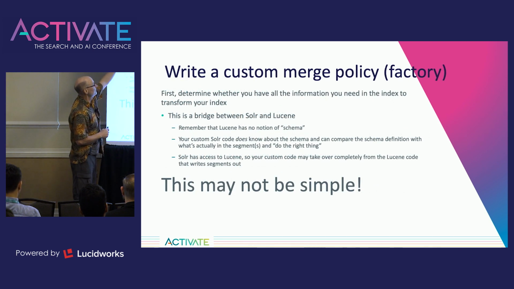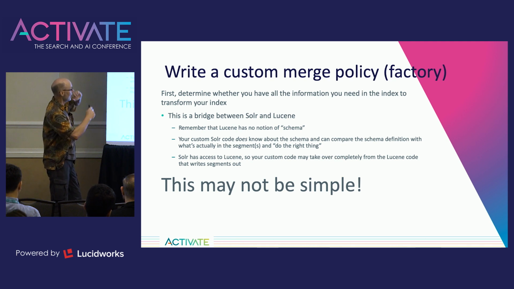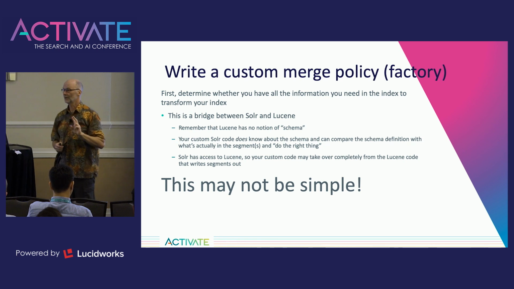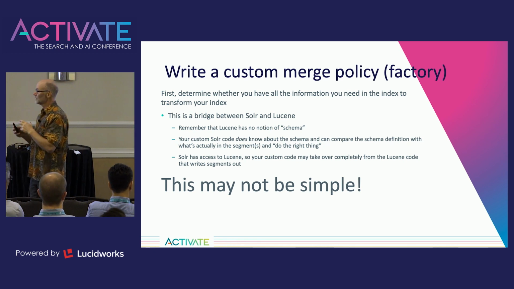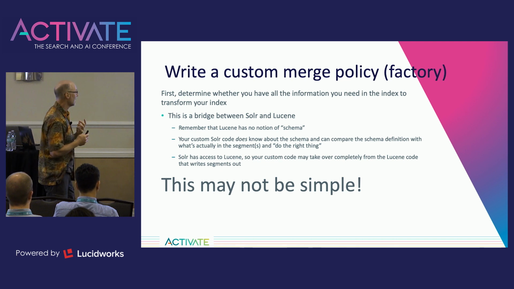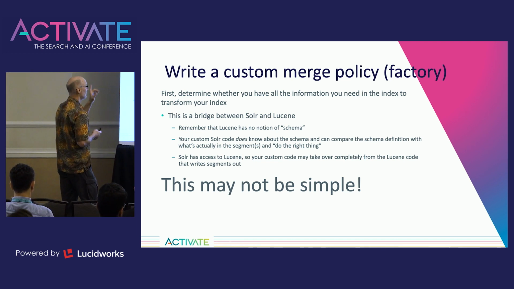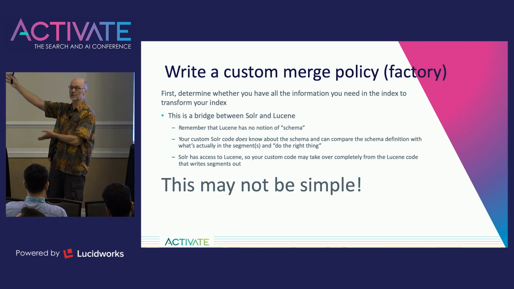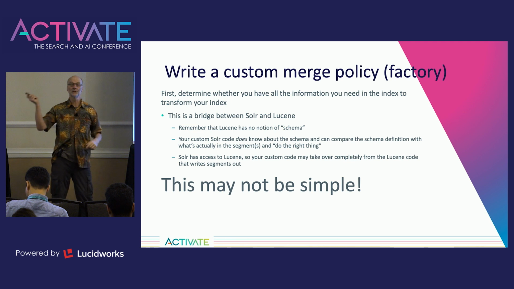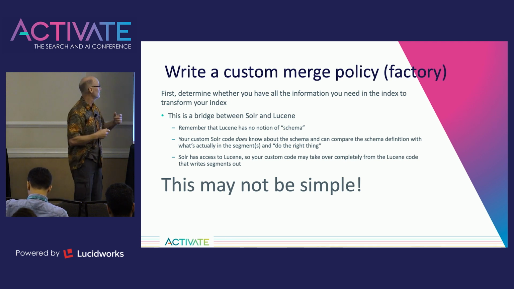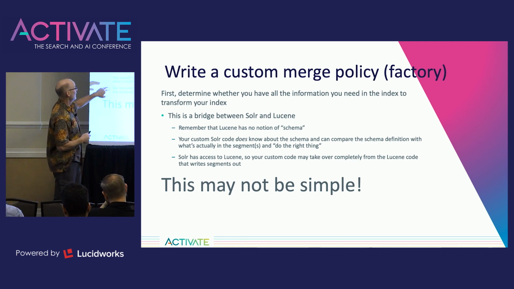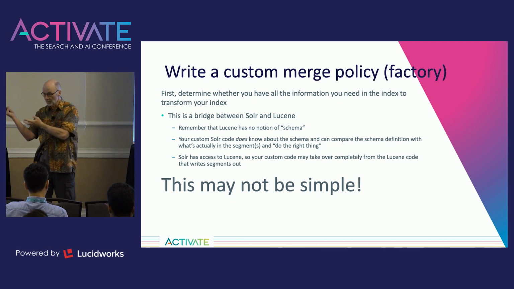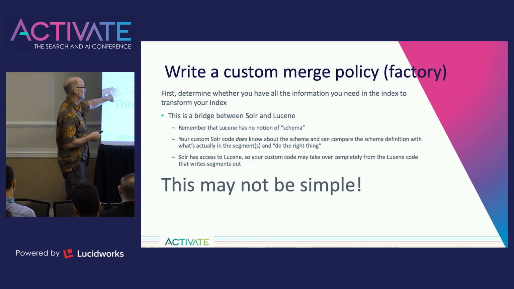So okay, first I've gone through, I've decided I understand everything I need to do, I can do this thing. This merge policy is the bridge between Lucene and Solr. I mentioned earlier that Lucene doesn't have any idea of schema. But you're writing up at the Solr level, which has access to all of Lucene at a very low level. So I can read the schema and discover what the change is. That tells me what to do. I can compare the definition of what's in the segment to what's supposed to be in the segment and do the right thing at the end of the process.